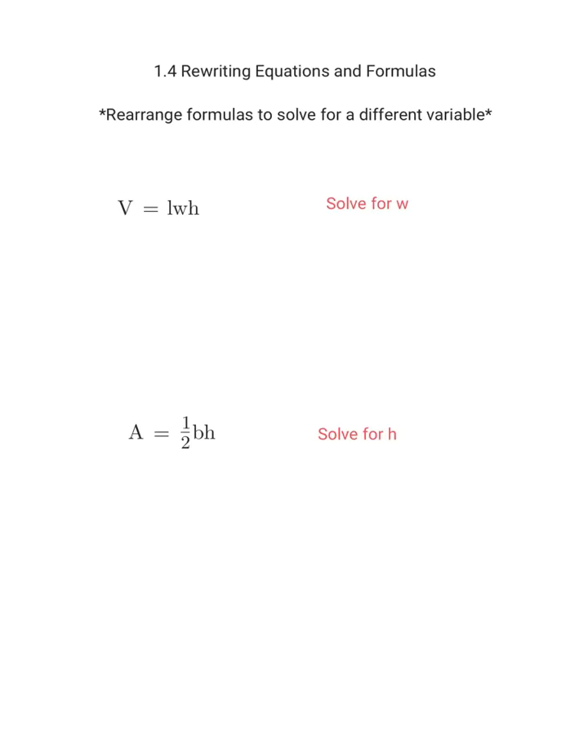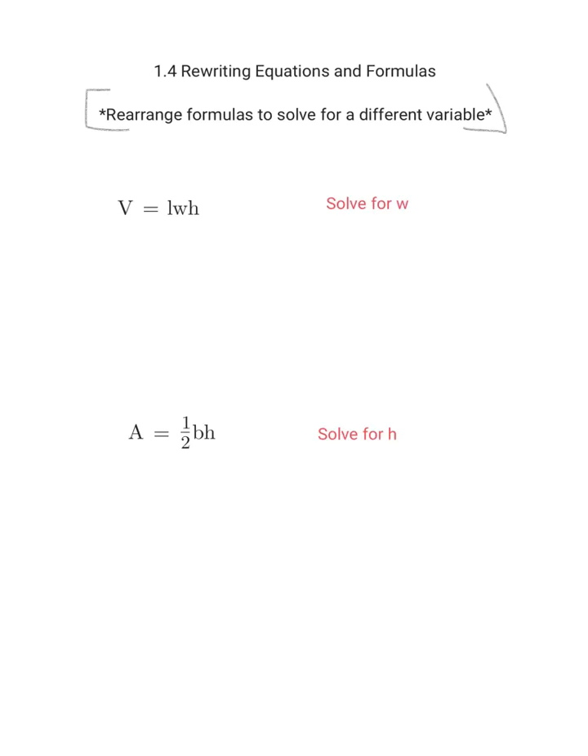The last thing you need to know for solving equations is called rewriting equations and formulas. Ultimately, this is how I summed it up: rearrange formulas to solve for a different variable. So that just means you're going to come across an equation, and it's not only going to have x, it's going to have x, y, z, L, W, H, B. It could have a million different variables, and what you're doing is solving the equation for one specific variable in terms of all of the others.